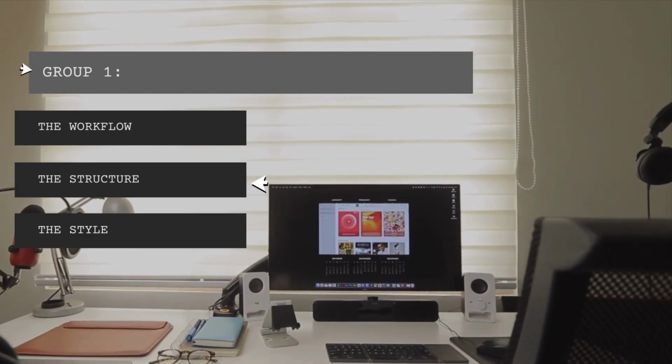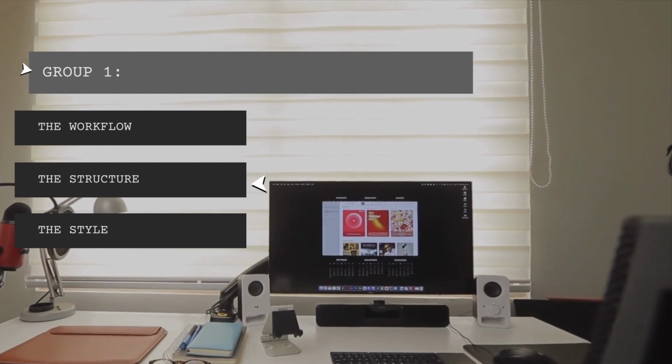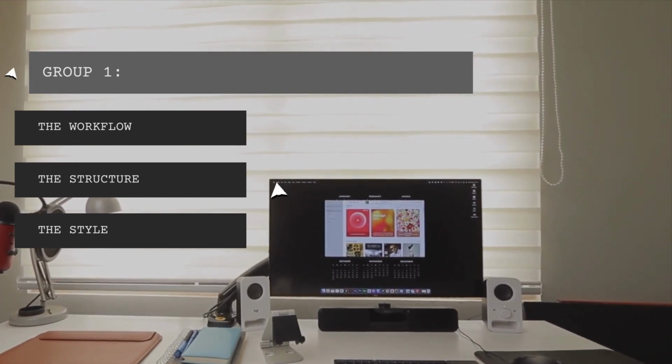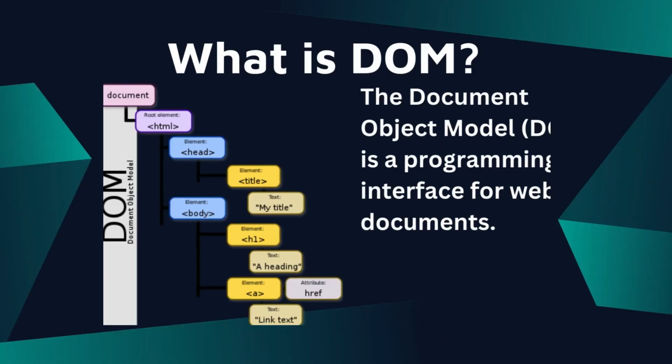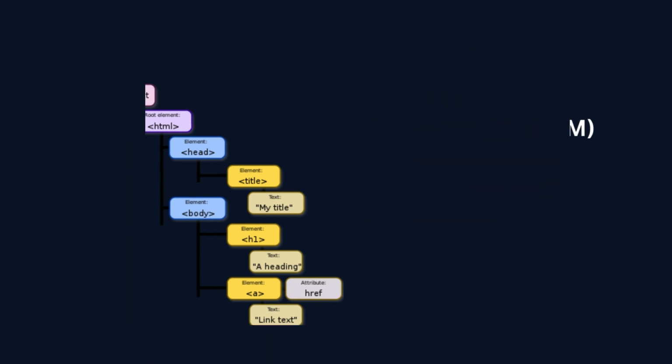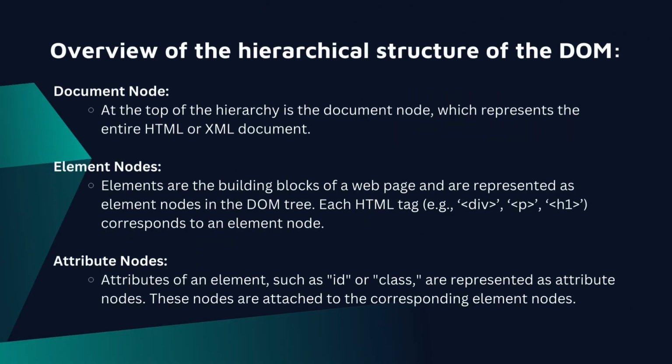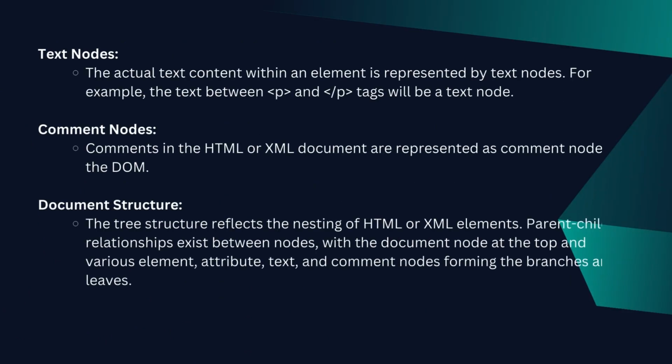The document object model. It is a programming interface for web documents. It represents the hierarchical structure of an HTML or XML document as a tree-like structure where each node in the tree corresponds to an element, attribute, or piece of text in the document. The DOM provides a way for programs to manipulate the structure and style.